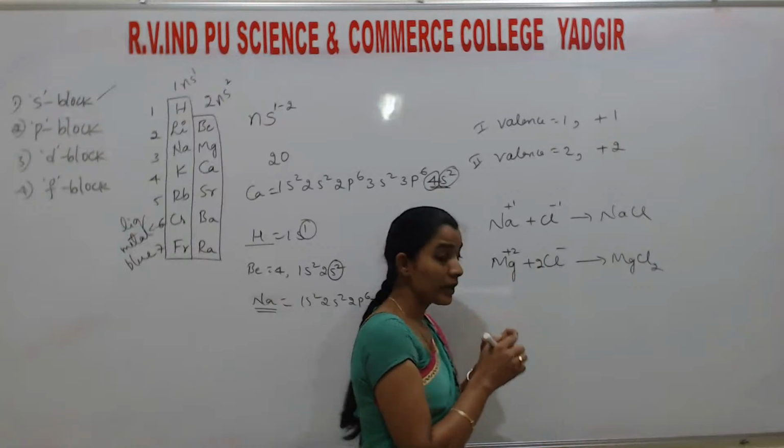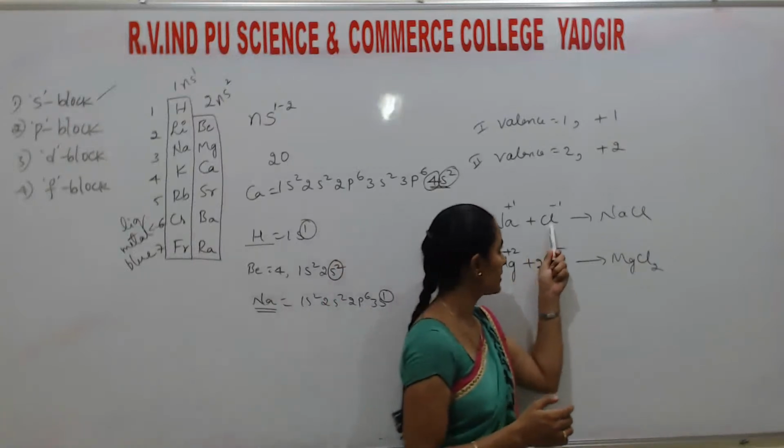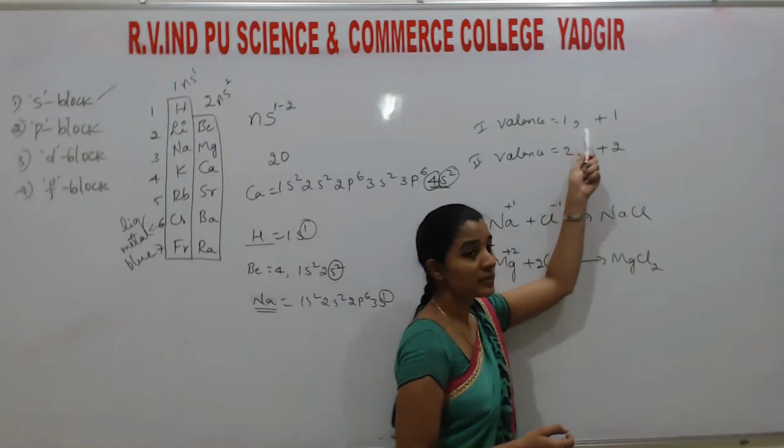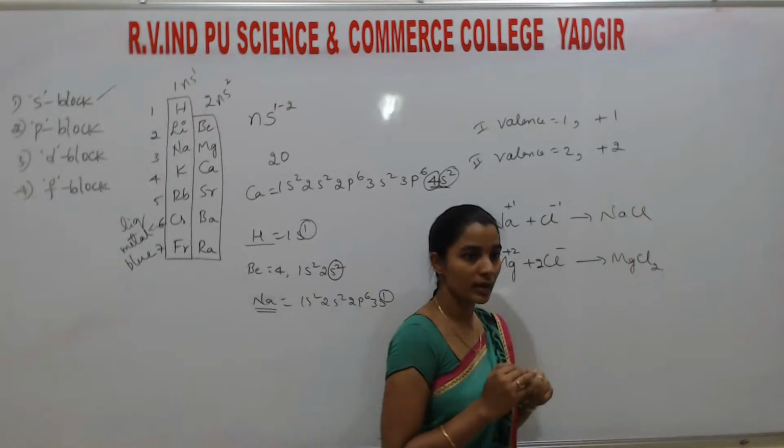So there may be a question: why only loss of electron takes place? You know, I said Cl is -1. Why not Na is -1? Why not Cl is +1? Like that, the question may arise in your mind.